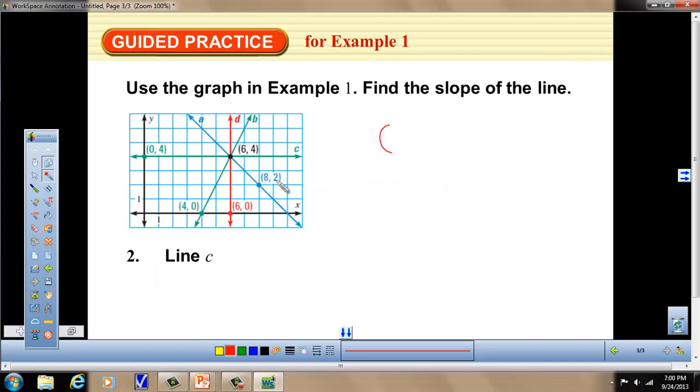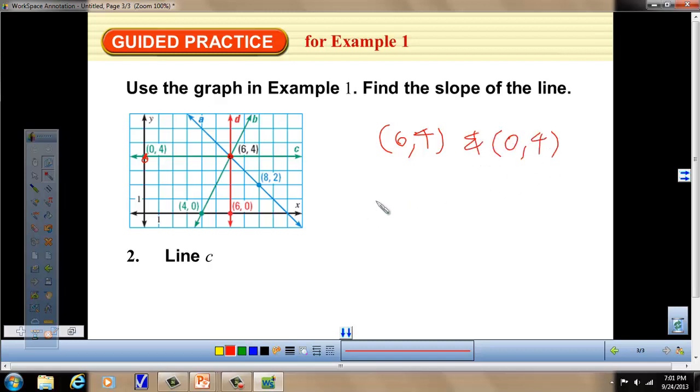And now we'll do line C. Again, here the 2 points are 6, 4 and 0, 4. So 6, 4 and 0, 4. We subtract the y's, so we'll get 4 minus 4, and then we subtract the x's, we get 0 minus 6, and we get 0 over negative 6, and 0 over negative 6 is 0.